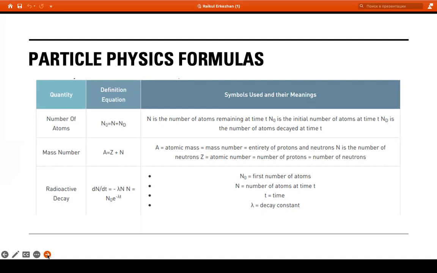Radioactive decay: dN divided by dt equals minus lambda times N, and N equals n0 times e to the power of minus lambda t. Here n0 is the initial number of atoms, N is the number of atoms at time t, t is the time, and lambda is the decay constant.